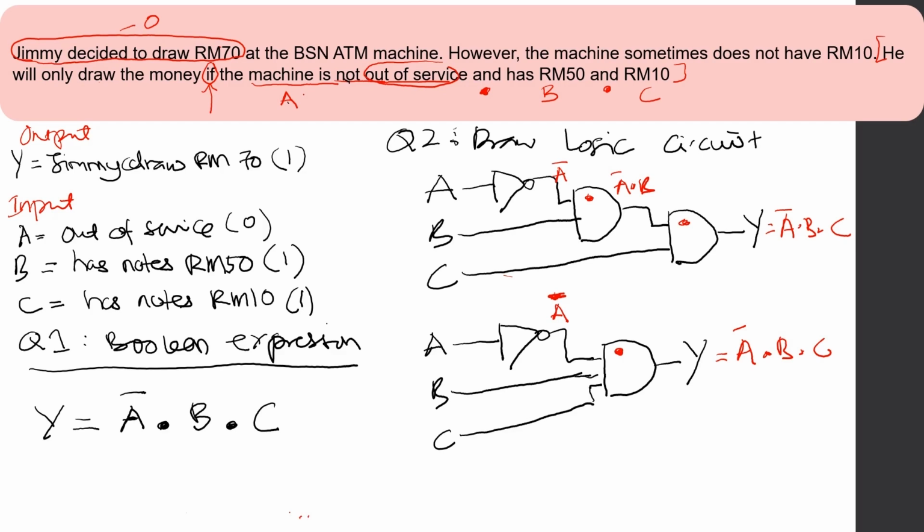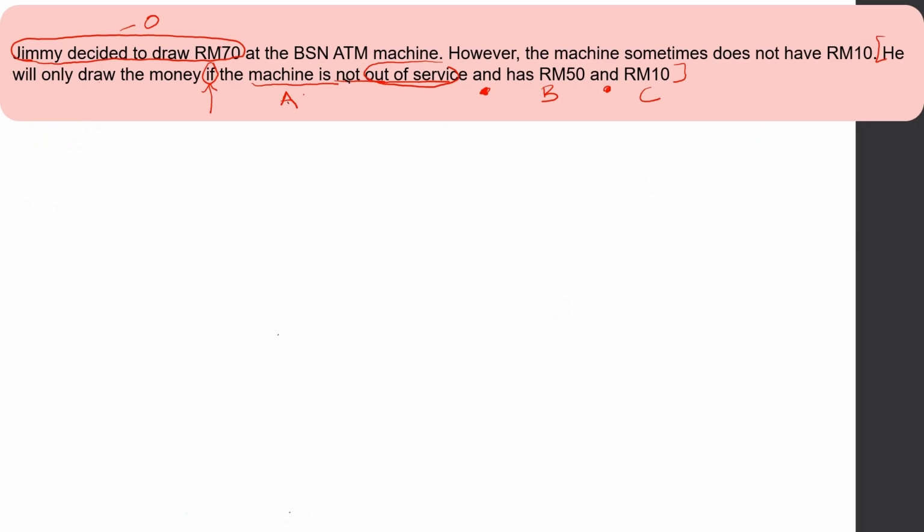So you can use either this logic circuit diagram or the second one. But make sure you come up with the Boolean expression first. Otherwise, you cannot come up with the truth table. So we will continue with the truth table. Okay, let's continue with the truth table. So question 3.